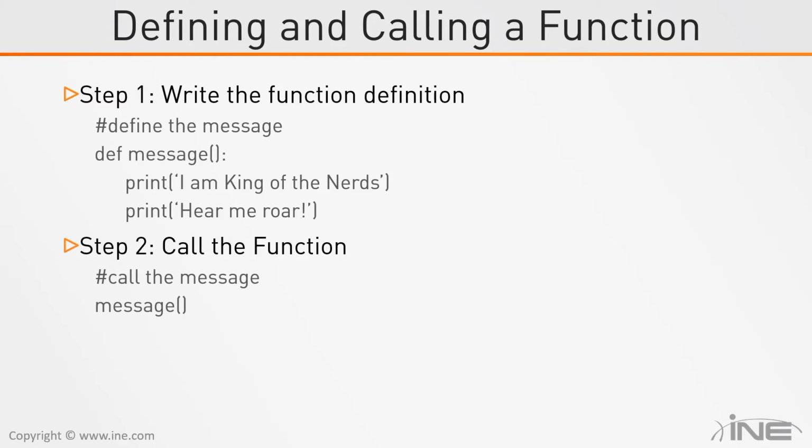Now the code block that we're using in the message function is just a couple of print statements, really easy. Print, I am king of the nerds. Print, hear me roar. So later on in the program, we want to call that function so that it prints I am the king of the nerds, and it prints hear me roar. How we call the message is simply the name of the function, which is message, and parentheses after. That's all you have to do, and you can reuse that code anytime you like.